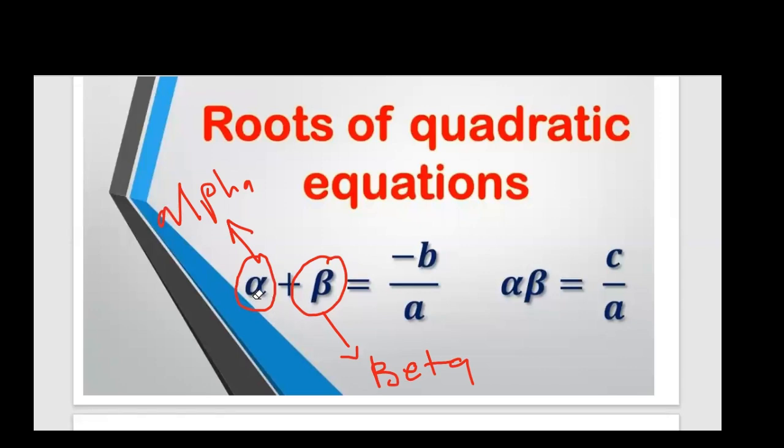Here you can see that when you're adding alpha and beta, it's just equal to minus b over a. So this formula has to be in your head. Alpha plus beta is equal to minus b over a. This is the sum, meaning we are adding. And on this side, it's a product, meaning you are multiplying alpha and beta. Alpha times beta is just equal to c over a.